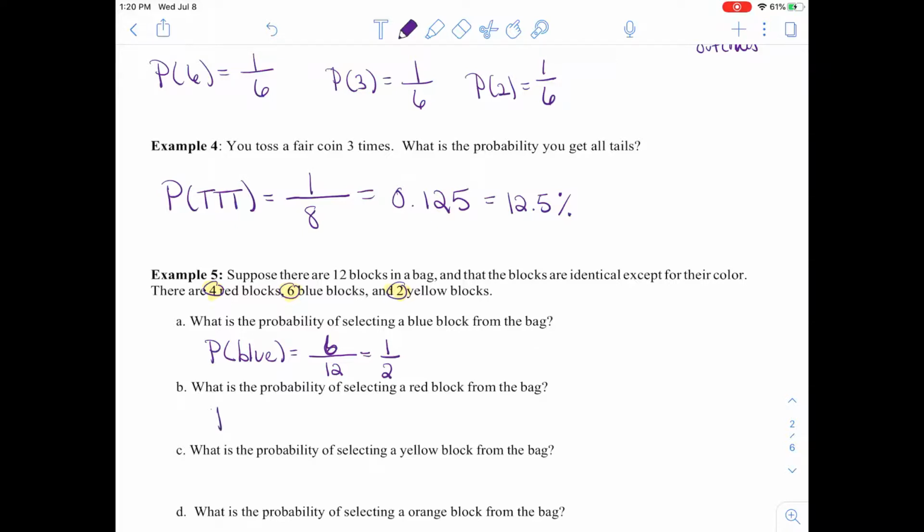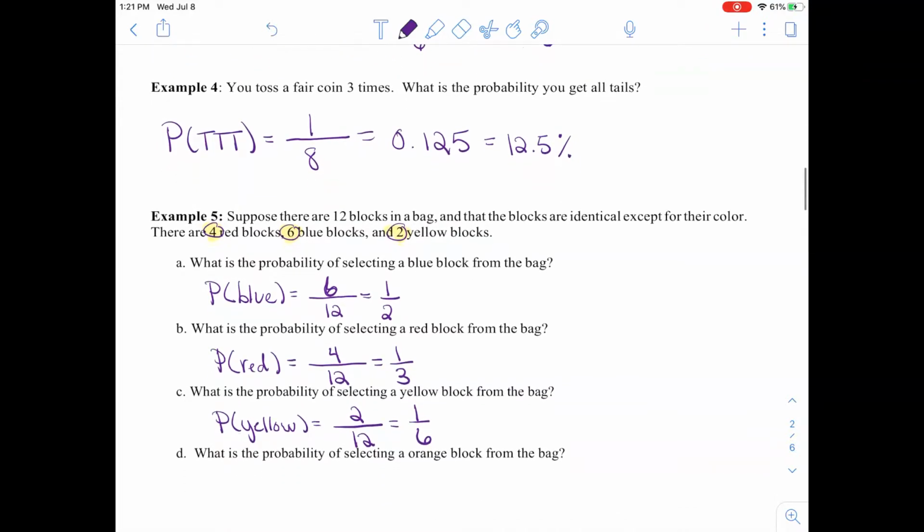B, what is the probability of a red block being chosen? Well, again, I have 12 possible outcomes, and there are 4 red blocks. All right, so then if I have to reduce that, that would become 1/3. C, what's the probability of choosing a yellow block? Again, total possible outcomes are 12. And yellow, we have 2 options. Again, if they want us to reduce, do so. If not, you can leave it as is.